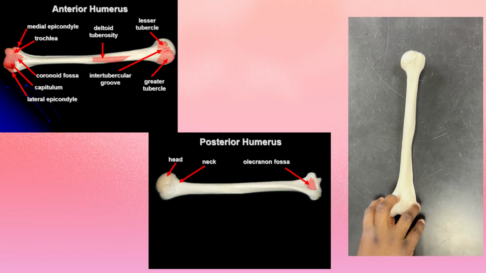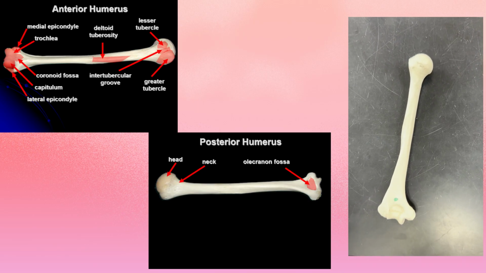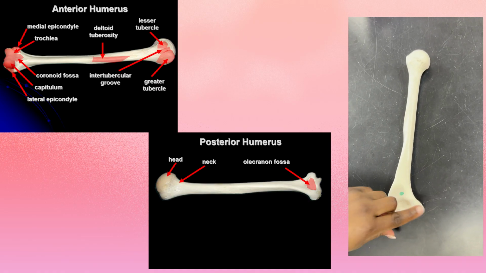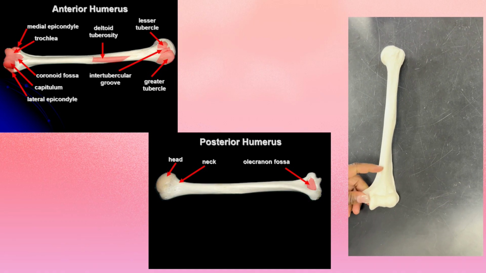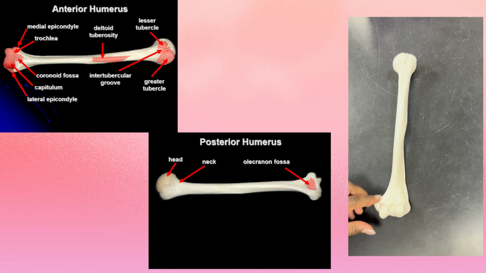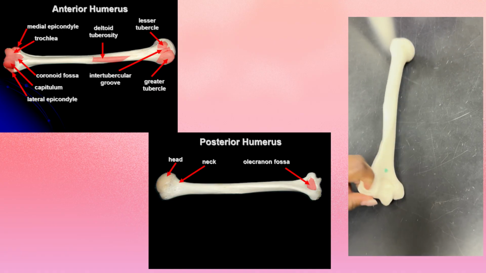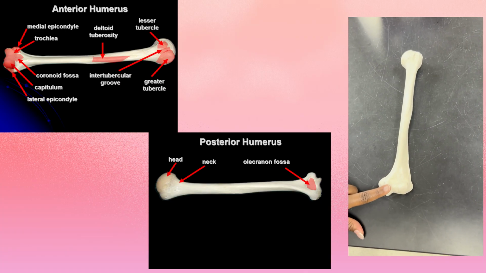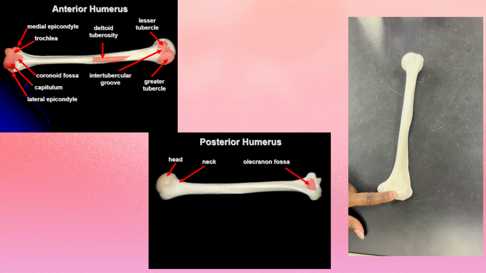Okay, so this is the humerus. It is part of the appendicular skeleton. Now, when you look at it, depending on how you position the humerus, it can face towards the left or the right. So for this particular bone, this is the left humerus.